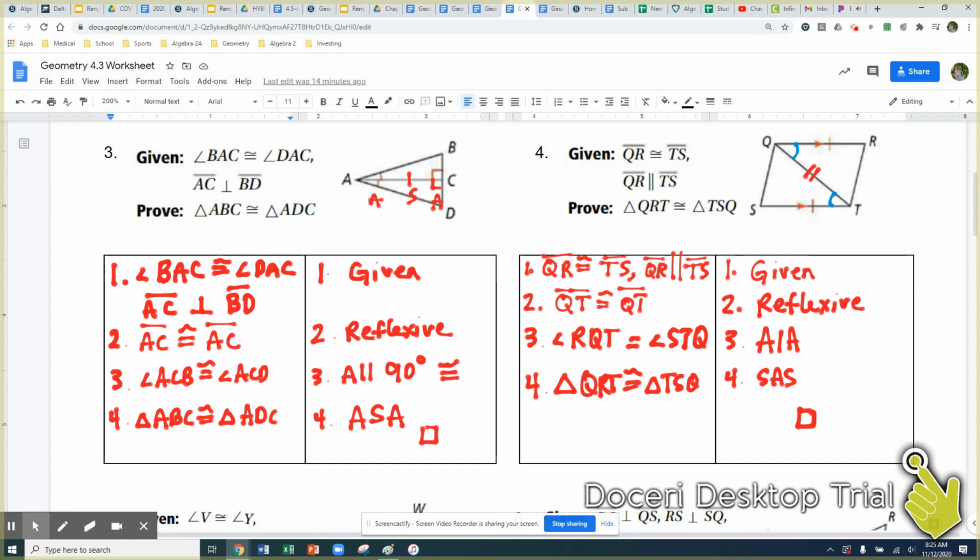So to recap, always start out with the given. So get all that given information. That's your first step. Second step, you're moving right into looking for either a reflexive, so a side they share, or those vertical angles. You get something that's not marked. And then you've got to use some of that given information. Parallels, perpendiculars, you can start to figure out some more angles, sides that are going to be congruent. Midpoints also.